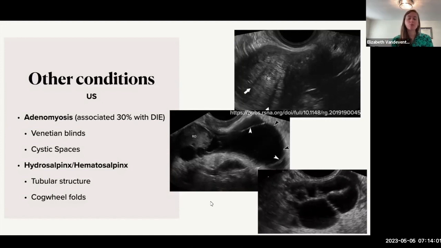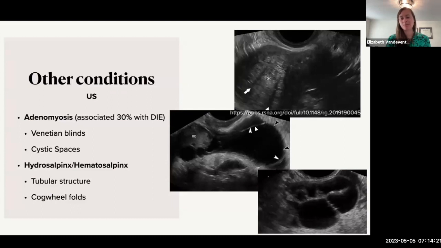This is associated more commonly with deep infiltrating endometriosis, which is why it's a feature that we want to keep our eye out for. Additionally, patients can have hydro or hematosalpinges. And so this is when the fallopian tube gets dilated, and then you can see it on ultrasound. This makes sense when we're thinking about endometriosis. We're thinking about the adhesions and the fibrosis that is caused.